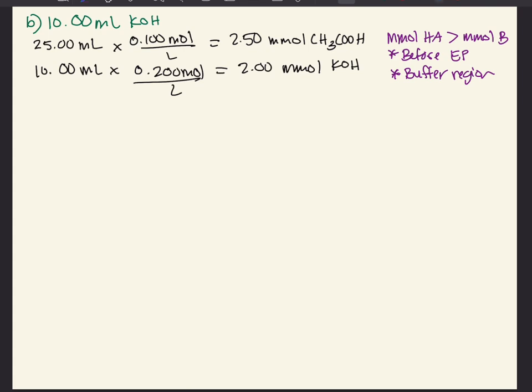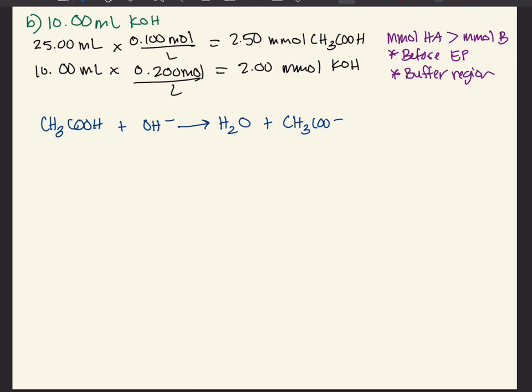So I can set up my neutralization reaction. I'm going to have acetic acid reacting with hydroxide. Remember, potassium is a spectator ion. We don't really care about it. This is a neutralization reaction. It does not exist in equilibrium. So we'll have that yield water and acetate.